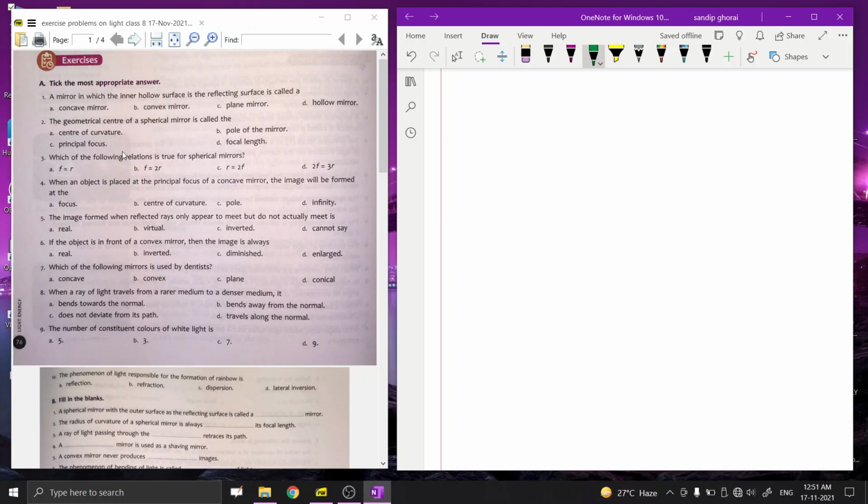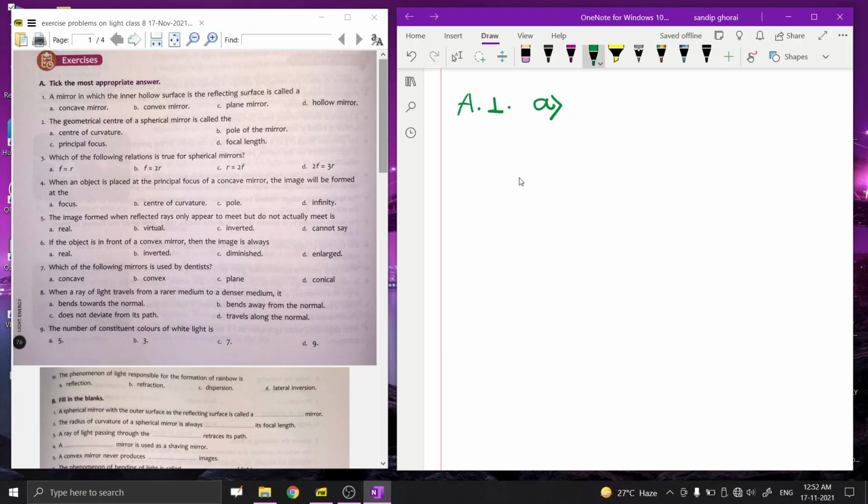So the first question is A1. What is the question? A mirror in which the inner hollow surface is the reflecting surface is called. What is the answer? The options are concave mirror, convex mirror, plane mirror and hollow mirror. For this particular case, the answer is A. That means concave mirror is the correct answer, because for a concave mirror, the inner hollow sphere is the reflecting surface.